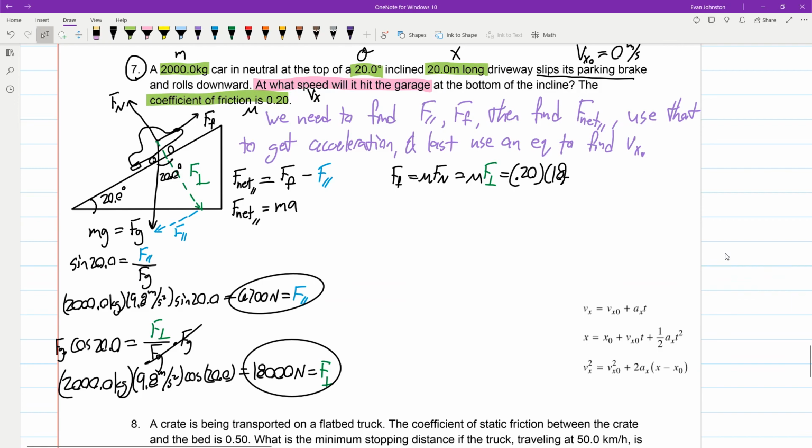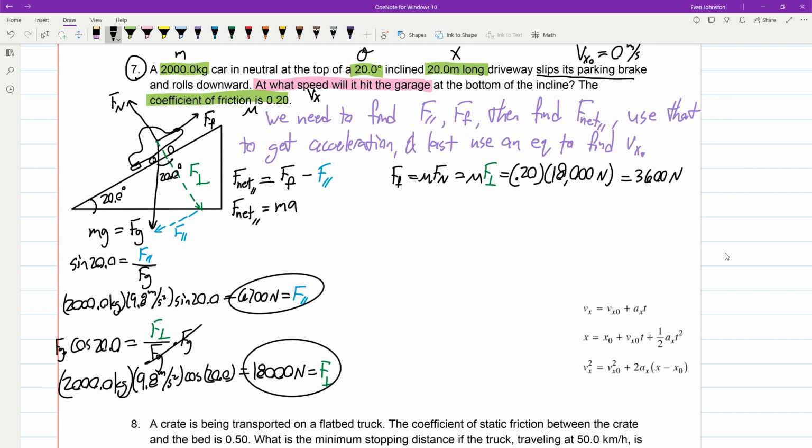Times our 18,000 newtons. Okay, well, 0.2 times that, I get 3,600 newtons. So we know friction, 3,600 newtons. So I know friction now, I know force parallel. I can just subtract and find what those are. And I can also set it equal to this ma.